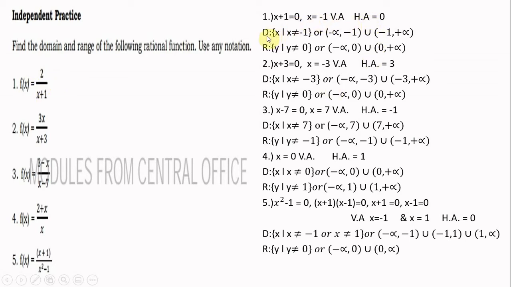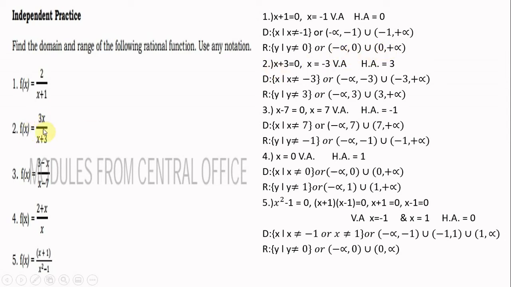We will base our domain on the vertical asymptote, and we will base our range on the horizontal asymptote. So here, our vertical asymptote is negative 1. Therefore, in set builder form, the domain is the set of x such that x should not be equal to negative 1. Or in interval notation, negative infinity to negative 1, union negative 1 to positive infinity. And our range is the set of y such that y should not be equal to 0. Or in interval notation, negative infinity to 0, union 0 to positive infinity.